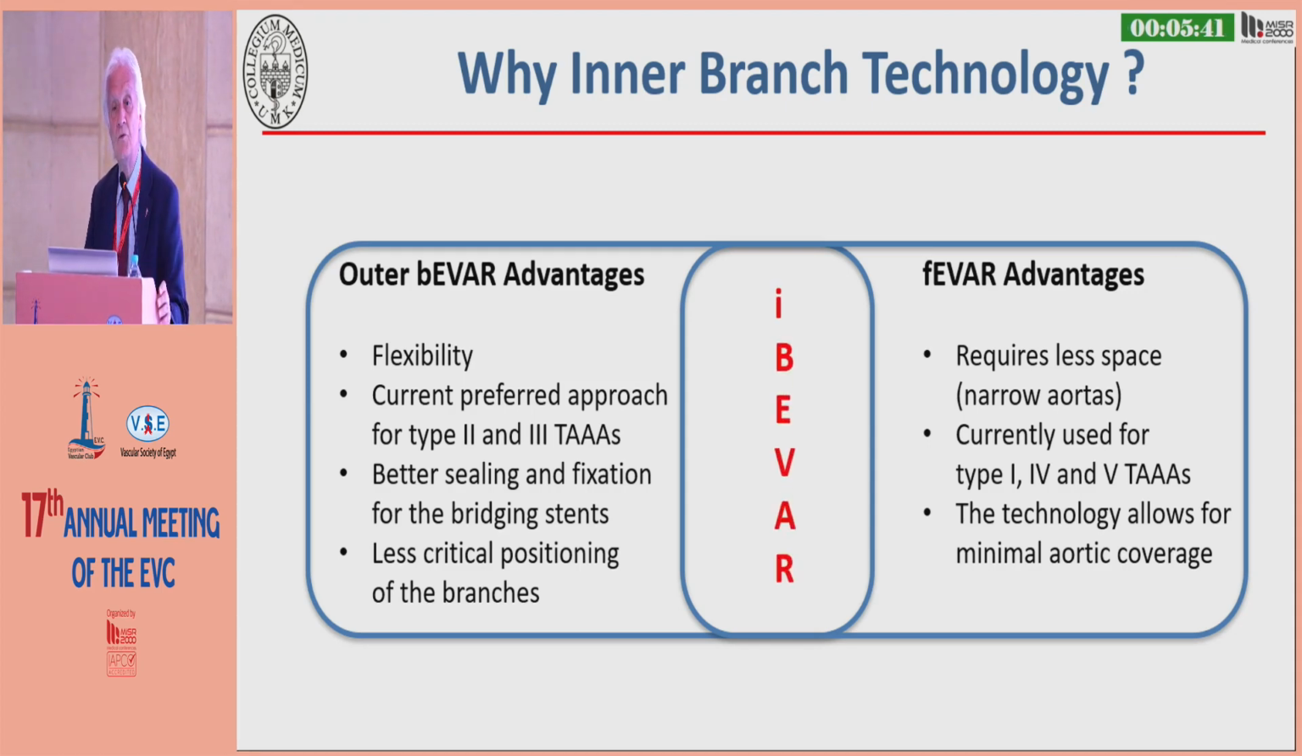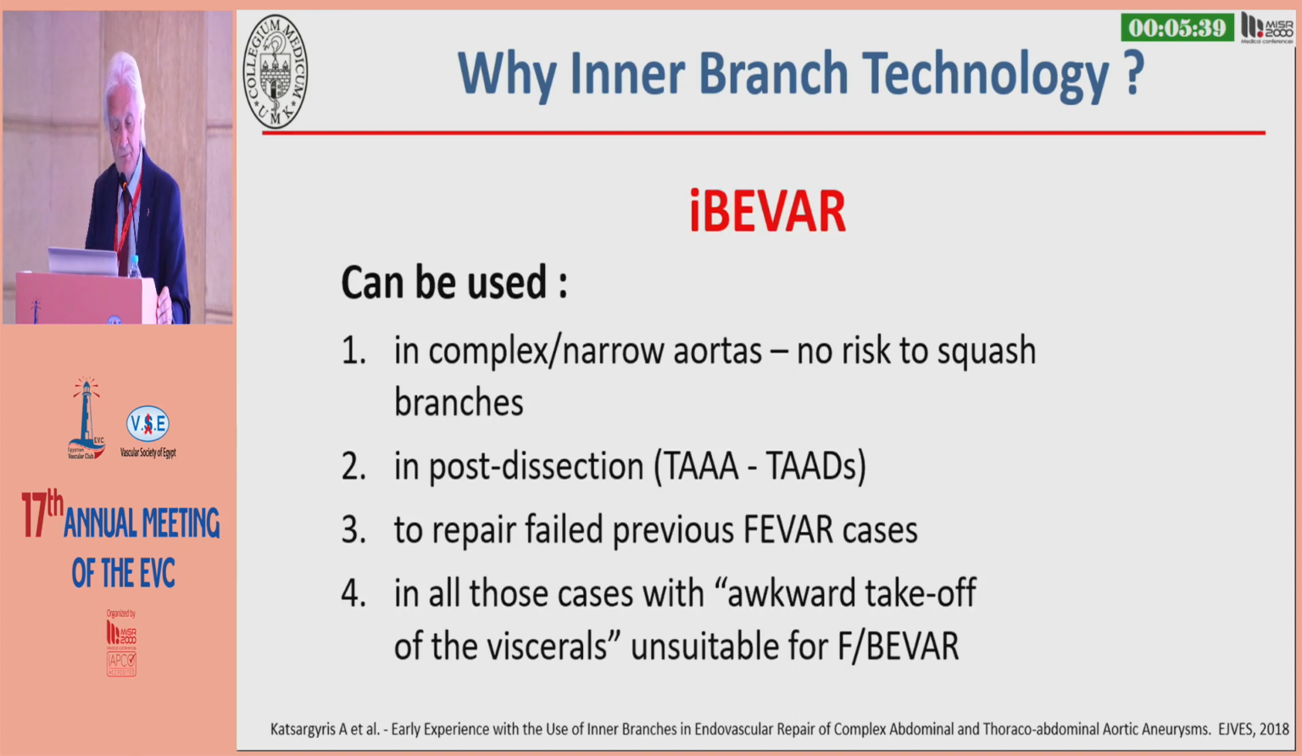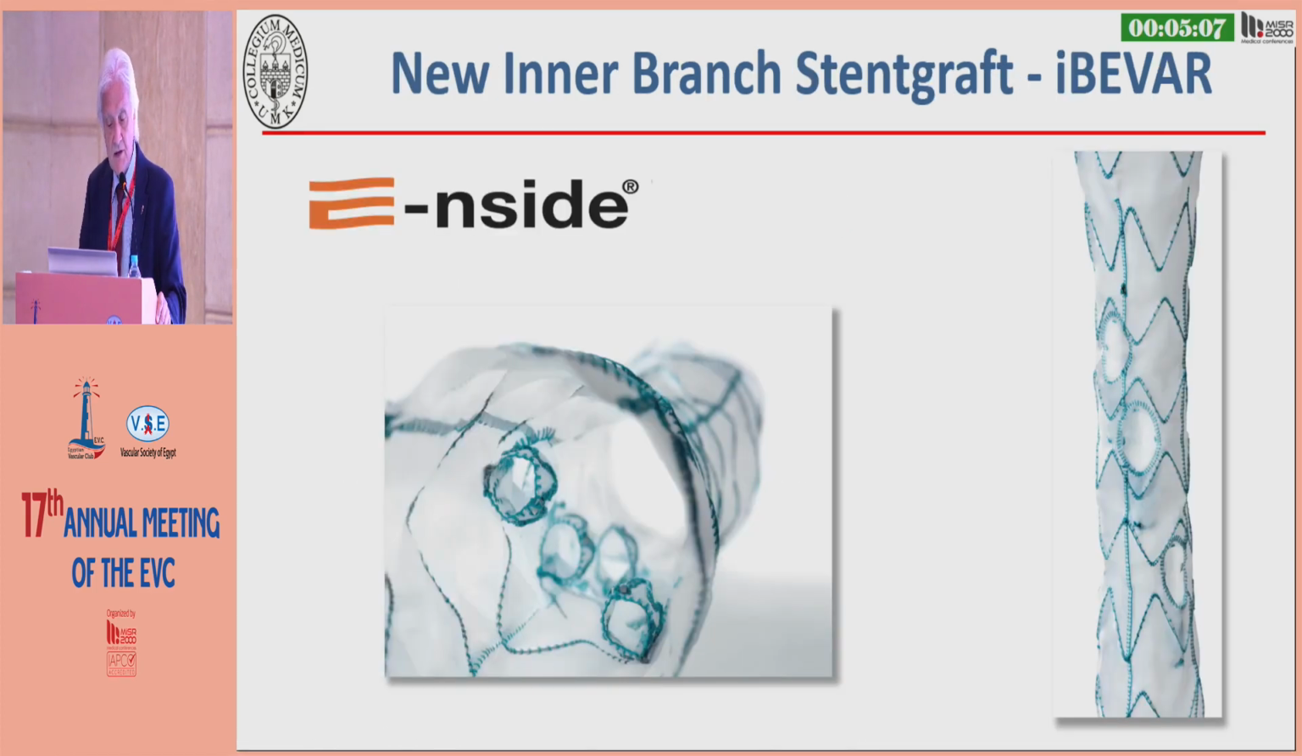So where is the place of the inner branch BEVAR? This inner branch BEVAR can be used in complex narrow aorta because there is no risk to squash the branches. It is very good for the post-dissection procedure in thoracoabdominal aortic aneurysm or dissection, and to repair the failed previous FEVAR in different cases. Some people used to say that this is also good for all cases with so-called awkward takeoff of the visceral vessels, but that we can discuss later.